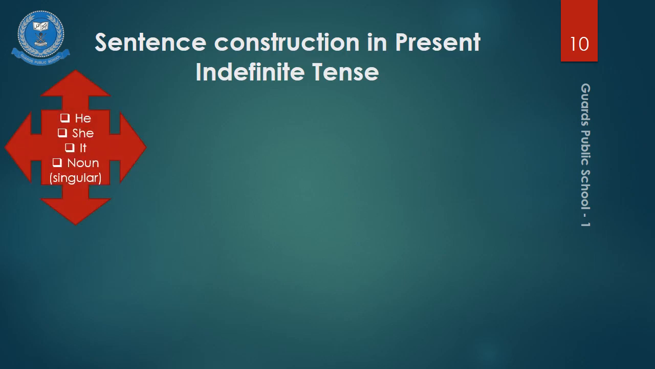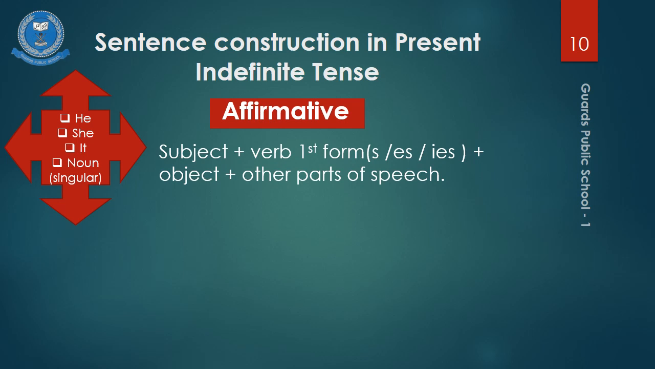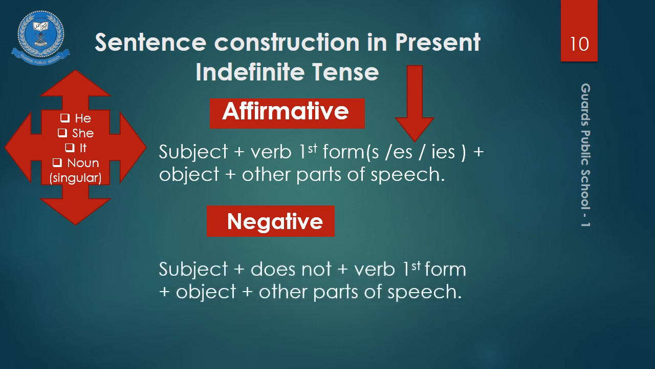The second sentence structure is about he, she, it, and singular noun. So, in this case, in affirmative sentence, we use first form of verb with s, es, ies after the subject. Then we add object and other parts of the speech. Remember, we use s, es, and ies in affirmative sentence structure only. In negative, subject is written in the beginning, and then we add does not. Verb is written in simple form according to the rule.